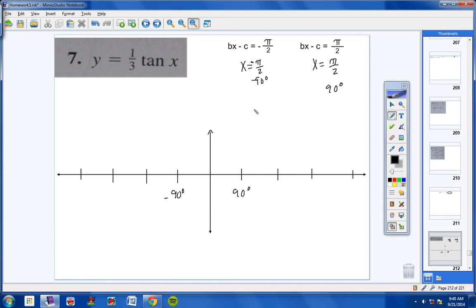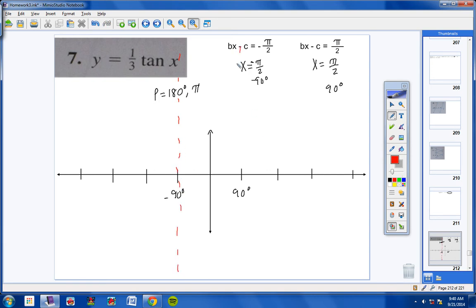So it looks to me like the period is 180 degrees. Does everybody see that? I hope so. Because from negative 90 to 0 is 90, and from 0 to 90 is 90 more. So the gap from asymptote to asymptote is 180. Okay, so we're going to go ahead and put our asymptotes there very quickly.